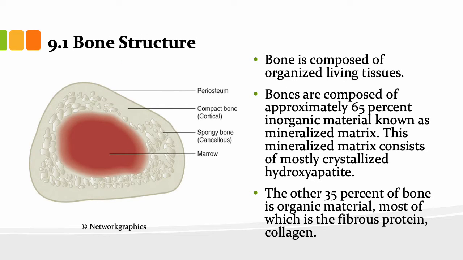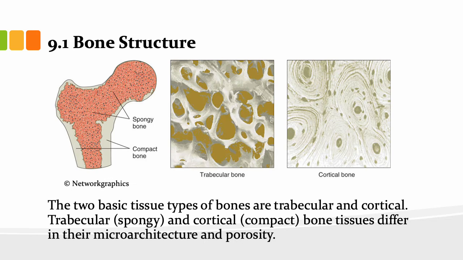Bone is composed of organized living tissues. 65% is made up of inorganic material known as a mineralized matrix. The other 35% of bone is organic material, most of which is the fibrous protein collagen. The two basic tissue types of bones are trabecular, known as spongy bone, and cortical, known as compact bone.